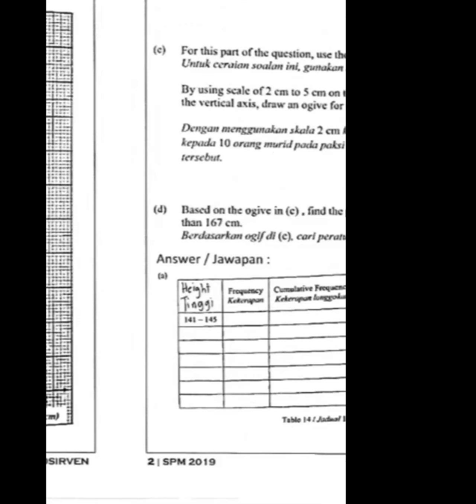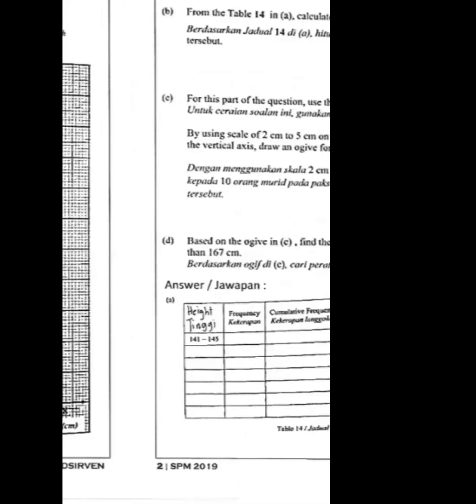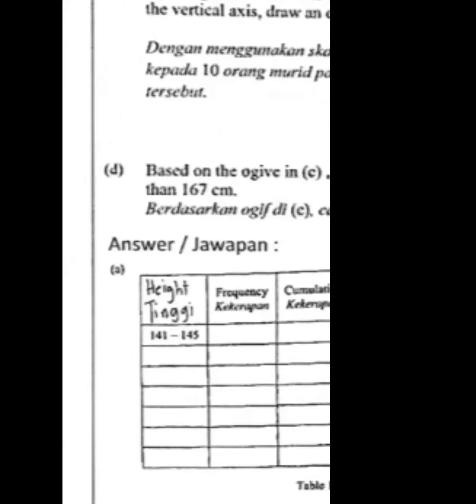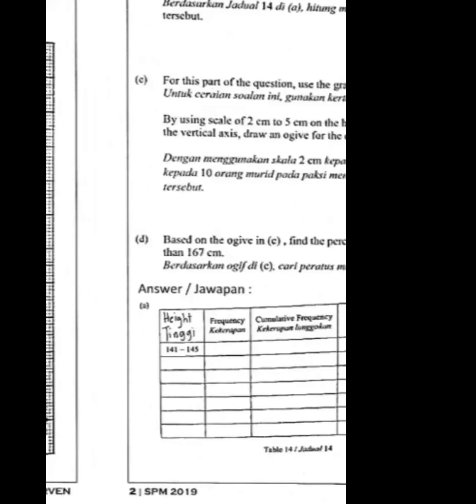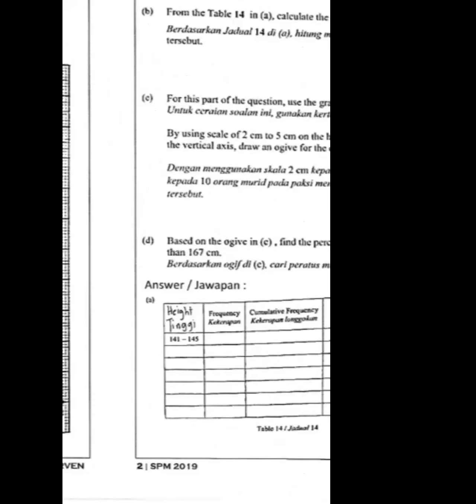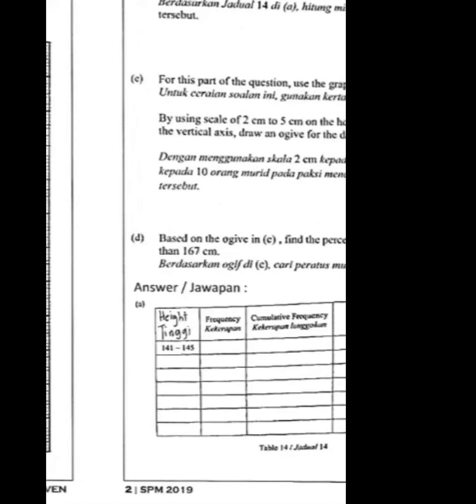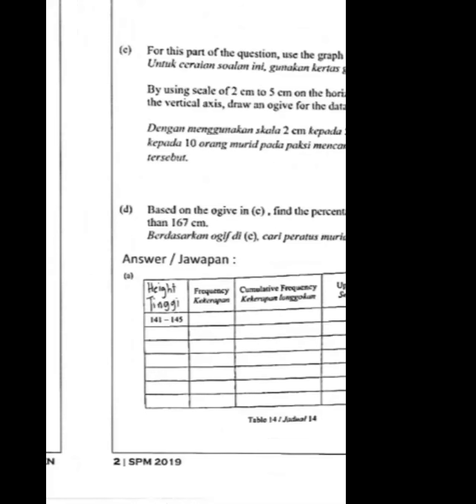The class interval means the range of 141 to 145 is 4. As for the next column, the range should be the same as well. The range is equal to 4 because 145 minus 141 equals 4. And the next column is 146 to 150. And for the rest, you just add 4 each time, then you can already complete it.